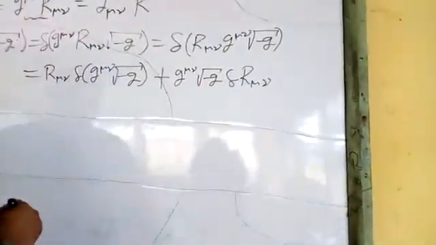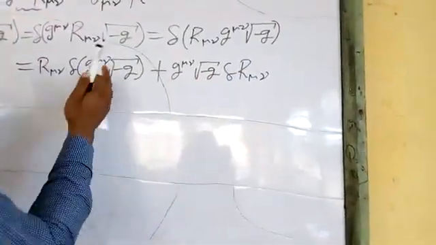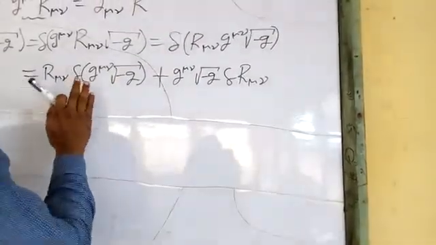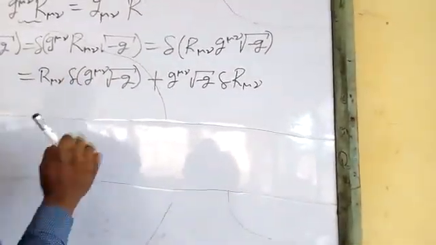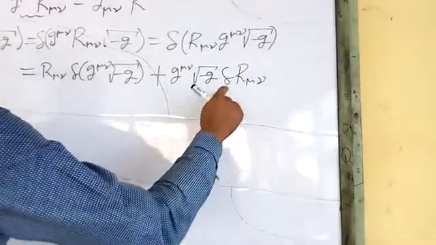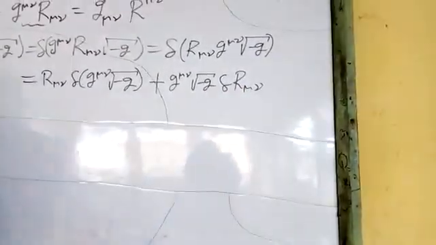Note that I could have as well split the variation here. I just chose to do it this way so that I could handle this separately. It's more convenient for me that way. So let's look at the variation of the Ricci tensor.